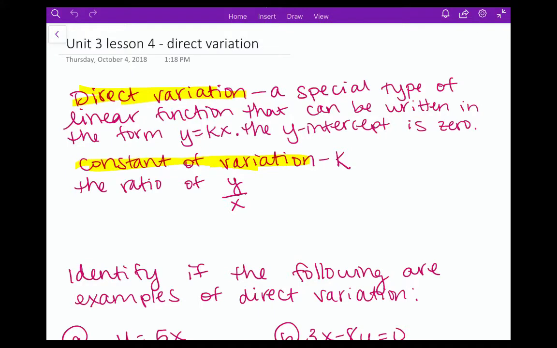This video is for direct variation. It's part of Unit 3, Lesson 4. So what is direct variation?